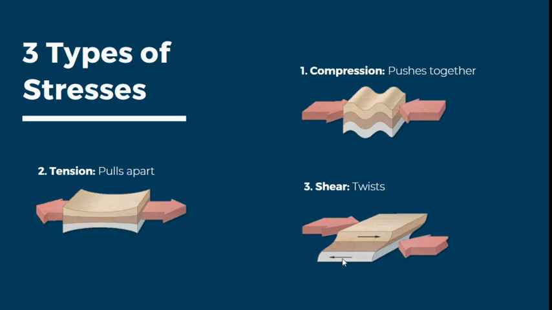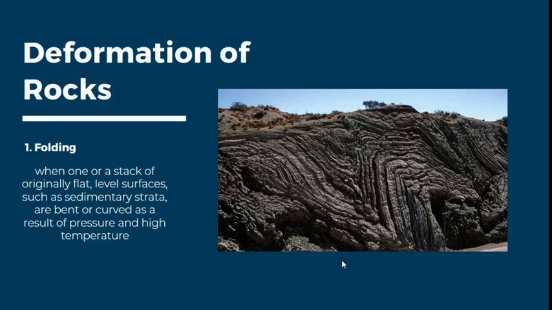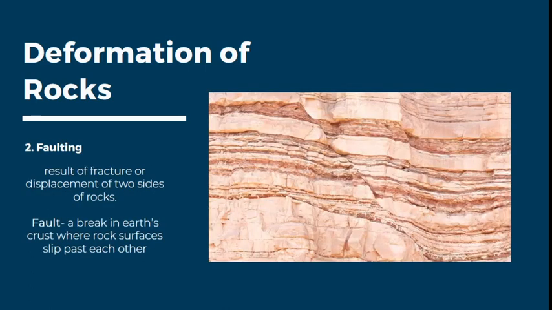Now, to continue, still under deformation of rocks, we have folding. It happens when one or a stack of originally flat, level surfaces such as sedimentary strata are bent or curved as a result of pressure and high temperature. You can only see this kind of rocks when they are exposed to high pressure and high temperature. Next, we have faulting.